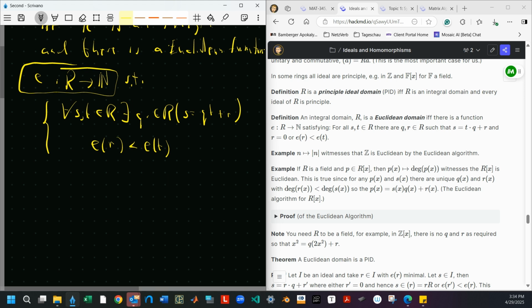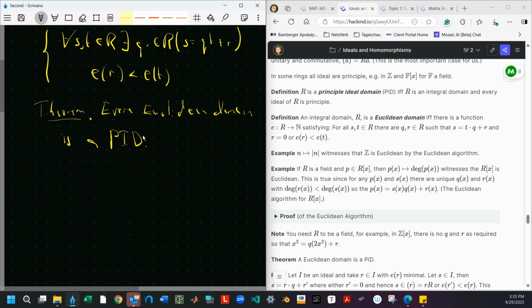And then here's a, let's call it a theorem, maybe a fact: every Euclidean domain is a PID. And the proof is exactly like what we did before. We're just going to use this function instead of some fact about the remainder.